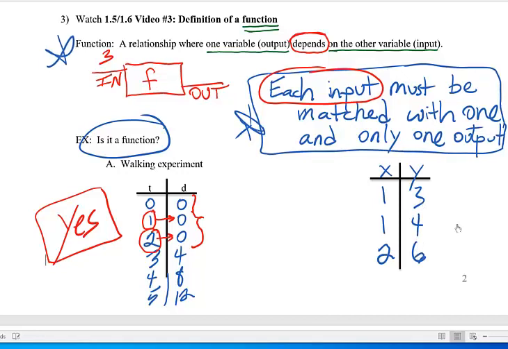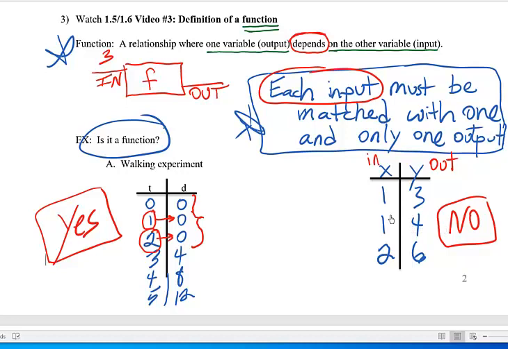This particular table is not a function. Why is that? Well, because if I say, hey, I'm going to put in a 1, the inputs are always written on the left and the outputs on the right. If I say I'm going to put 1 into this function, what comes out? Well, half the people are going to say 3 comes out, and half the people are going to say 4 comes out. That's a problem. You cannot stick 1 in and get 2 different answers. Okay? So this would not be a function.